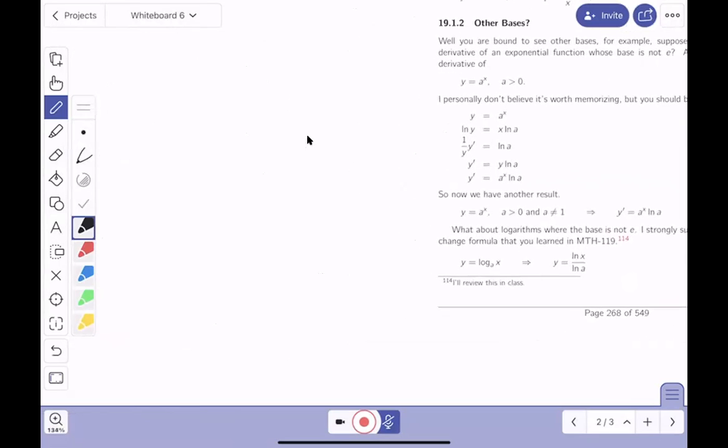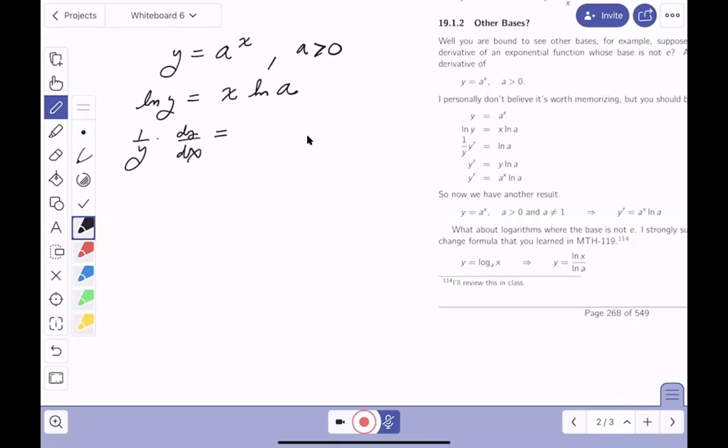All right, let's take a look at this now and see if we can figure it out. So what are they getting over here? They say, what happens if you get other bases? What are you going to do now? Let's write this down. y equals a to the x, a greater than 0. What I'm going to do is take the natural log of both sides. What do you get there? x ln a. Then take the derivative of both sides. What's the derivative of natural log y? It's 1 over y dy/dx. What's the right-hand side? It's just the natural log of a.